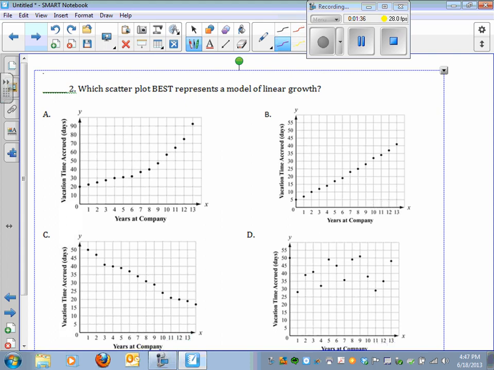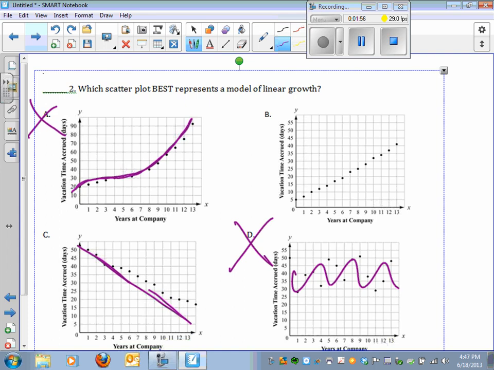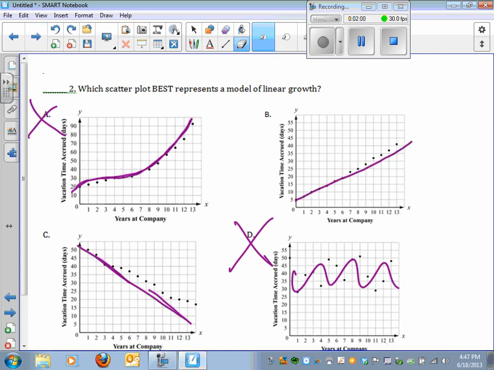Which scatter plot best represented a model of linear growth? Well, first of all, a linear scatter plot is going to look similar to a line. This one kind of curves. That doesn't look linear to me. That's sort of linear. This is all over the place, so it's not D, it's not A. And this one, they're all kind of in a line. So the question is, if you're comparing B with C, which one is the most linear?